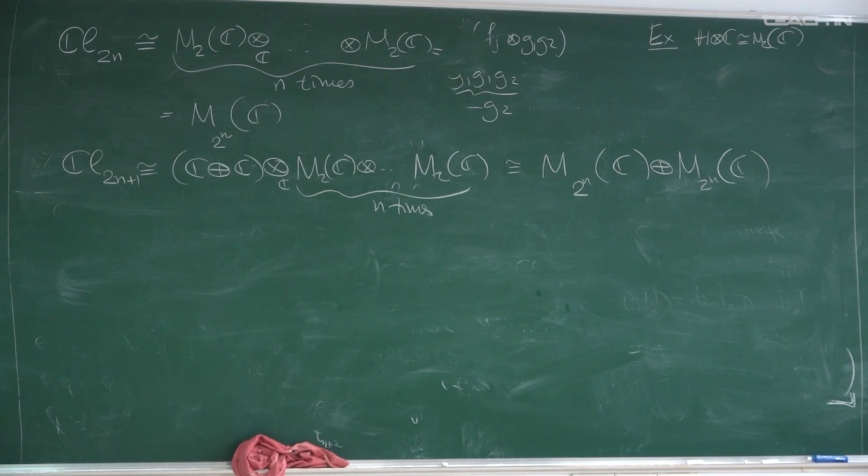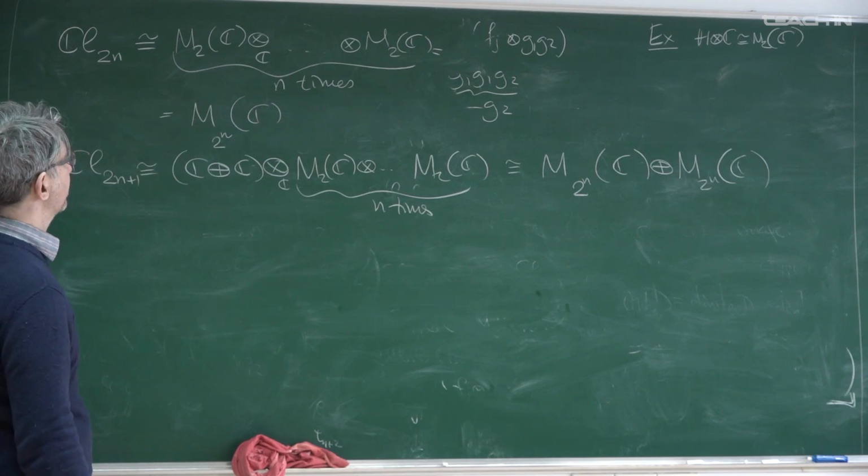In the real case, you will obtain 8 possibilities. Matrices or two copies of matrices over complex numbers, over reals, and over quaternions. So there are many possibilities. Okay, next question.